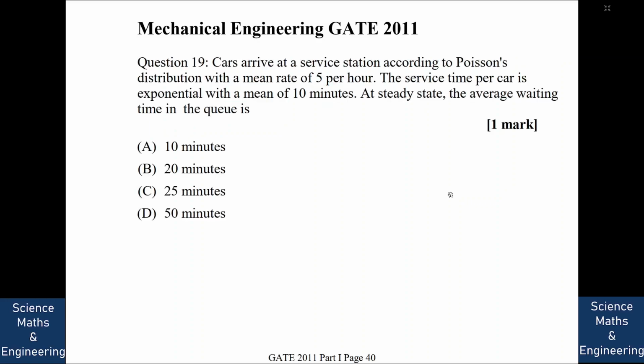Cars arrive at a service station according to Poisson's distribution with a mean rate of 5 per hour. The service time per car is exponential with a mean of 10 minutes. At steady state, the average waiting time in the queue is A 10 minutes, B 20 minutes, C 55 minutes, or D 50 minutes. Okay. So this is a question from the queue theory, which is in operation research.